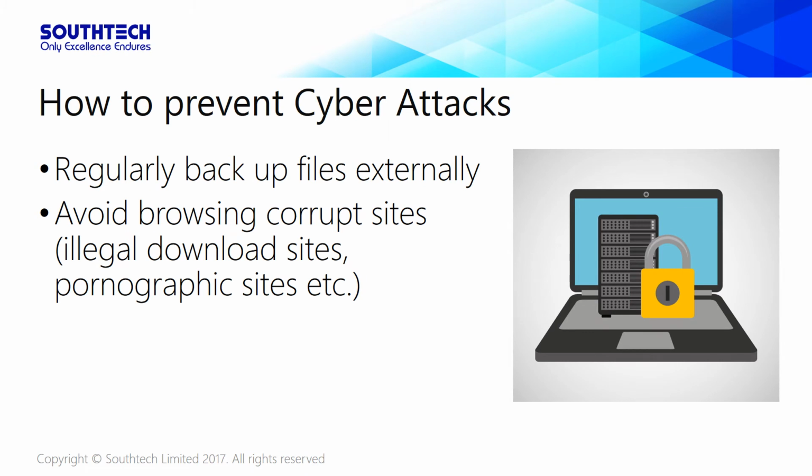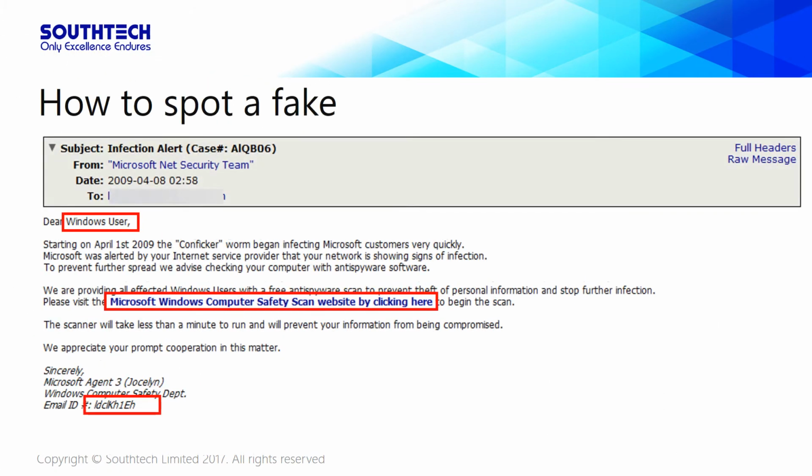A common practice for information security is to back up the data externally on a frequent basis. Also, corrupted sites, illegal download sites, and sites with adult content usually possess great risk of cyber attacks such as viruses and ransomwares. In this section of the training, we'll look into a few examples of emails and programs disguised to cause information loss. So, how to spot them?